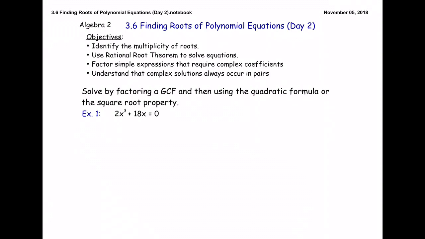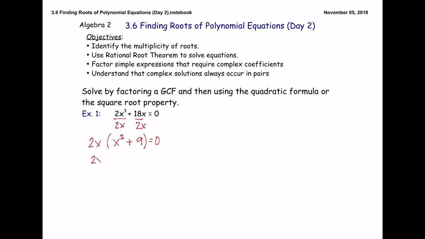Example number 1 says solve by factoring a GCF first and then using the quadratic formula or the square root property. So both of these are divisible by 2x. If we factor out our GCF of 2x, we are left with 2x times x squared plus 9. We can then solve using the zero product property.